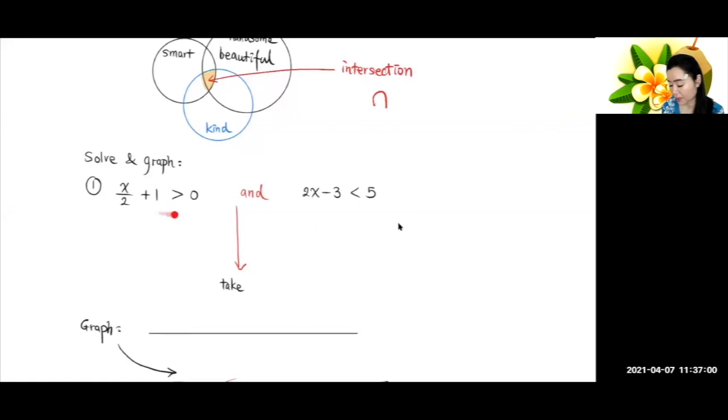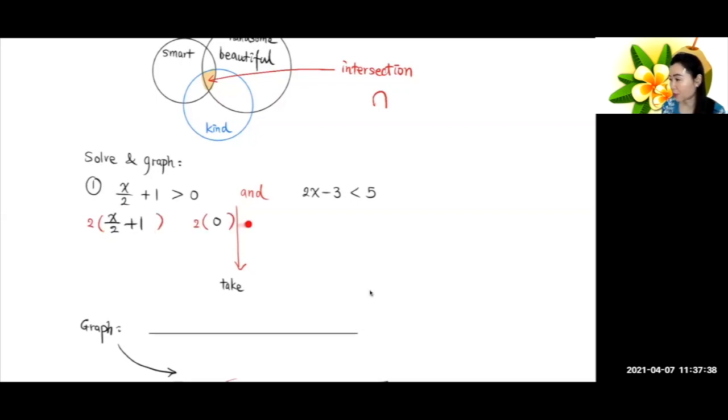Now, let's look at this one right here. This is one compound inequality. We're trying to solve this compound inequality, so we will solve each one of them separately first. To solve the first one, what do we do? You can get rid of the denominator by multiplying both sides by 2.